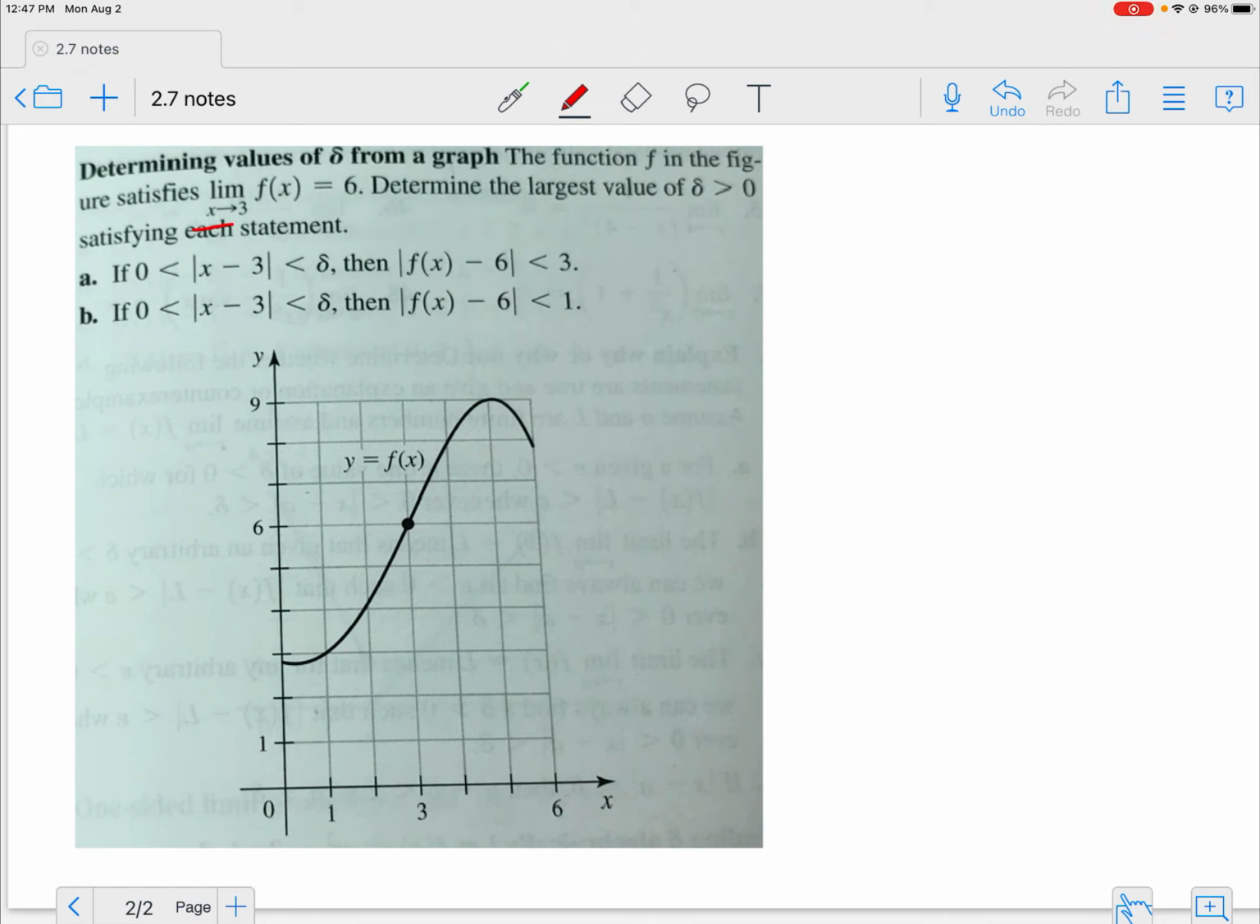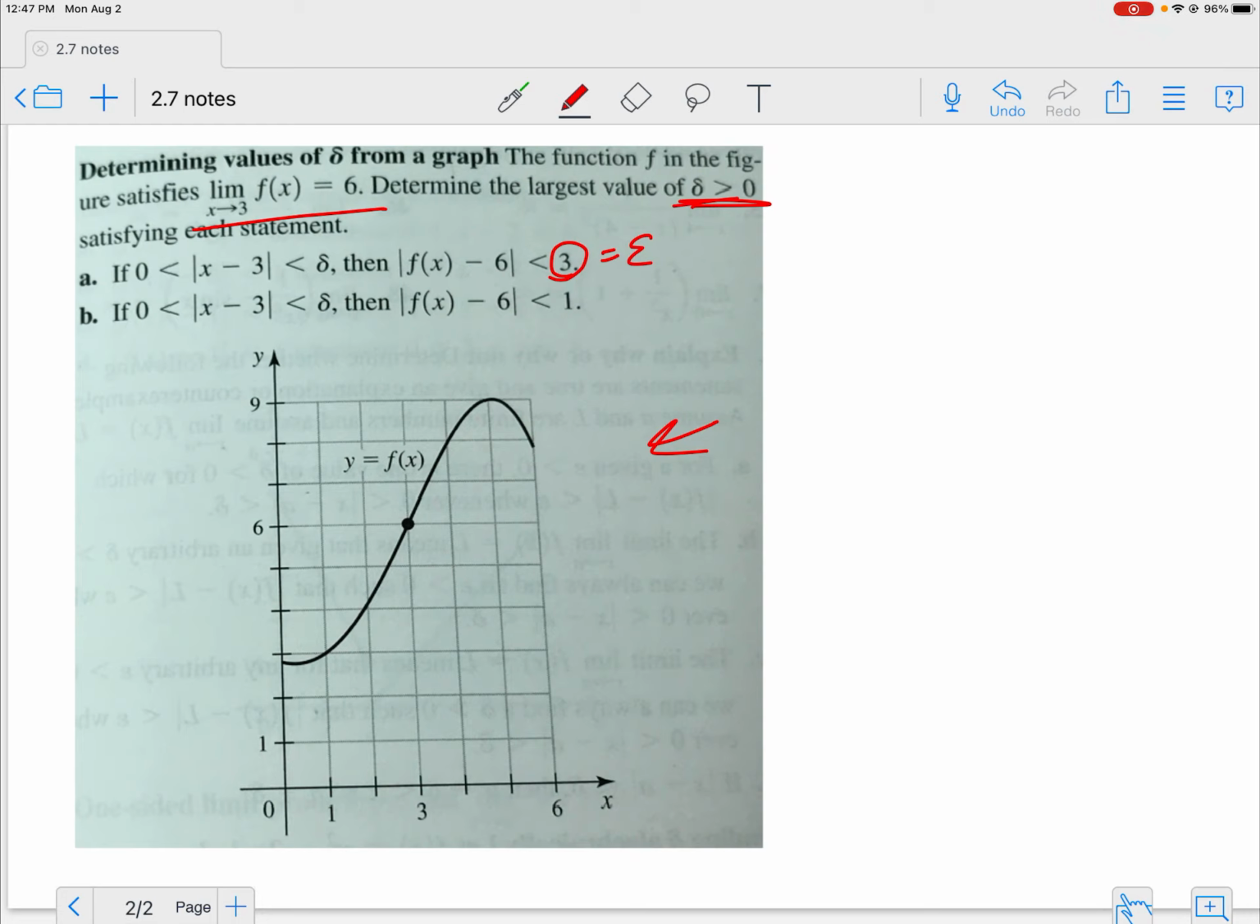So here we know that the limit as x approaches 3 is equal to 6. That's this graph. We already know that. We want to determine the largest value of delta satisfying each statement. So if |x - 3| < delta, then |f(x) - 6| < 3. This is epsilon.